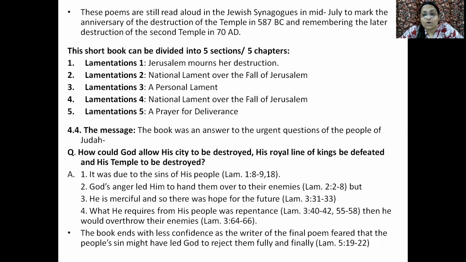Towards the end, the writer of the poem is fearful that his people's sin might have led God to reject them fully and finally. Lamentation chapter 5, verses 19 to 22. So we see over here that the writer is so fearful of the future because he feels that probably the sin was so great, so bad, that God has completely and finally rejected them, and God is not going to take them back after that. So he's just given up on them. He's not going to take them back again.